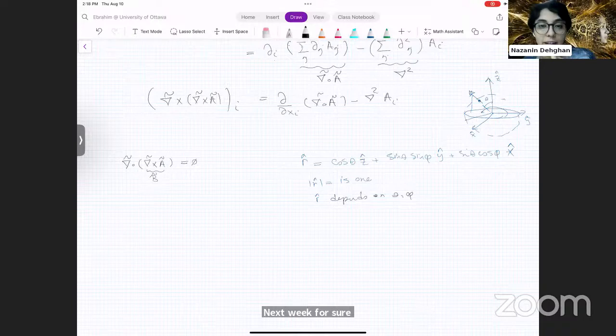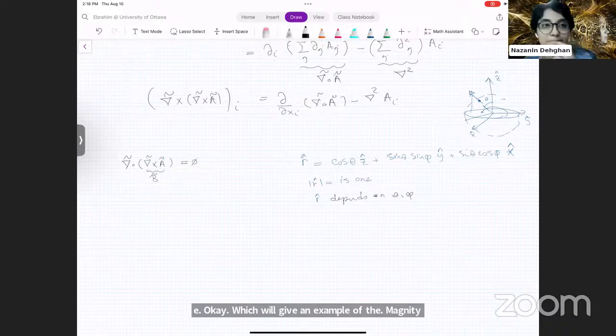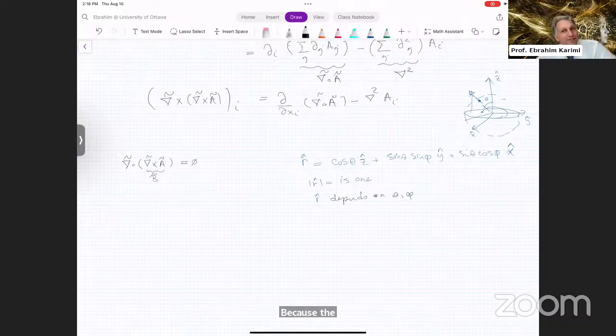Someone is asking if you can intuitively explain why the divergence of curl is 0. Let's wait for the next lecture, which will give an example of the magnetic field. Because the divergence, sorry, what was the divergence? It was a source, right?